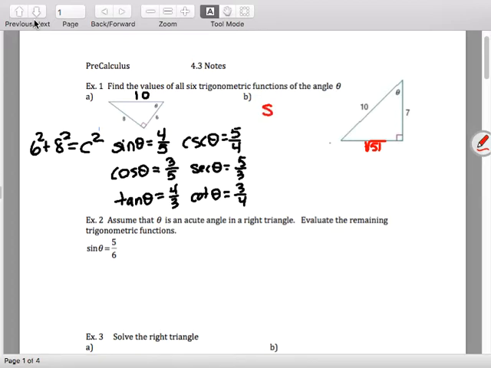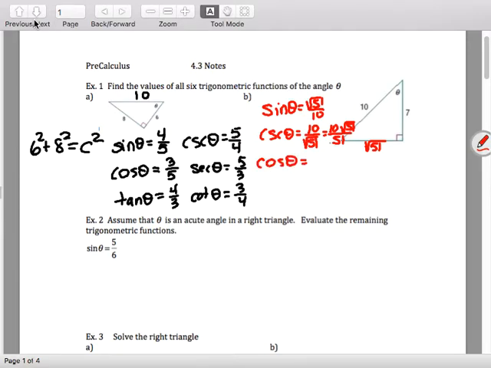So this is going to go SOHCAHTOA, sine. Now be careful where theta is. That's going to be radical 51 over 10. So cosecant theta is 10 over radical 51. If you rationalize, that's 10 radical 51 over 51.